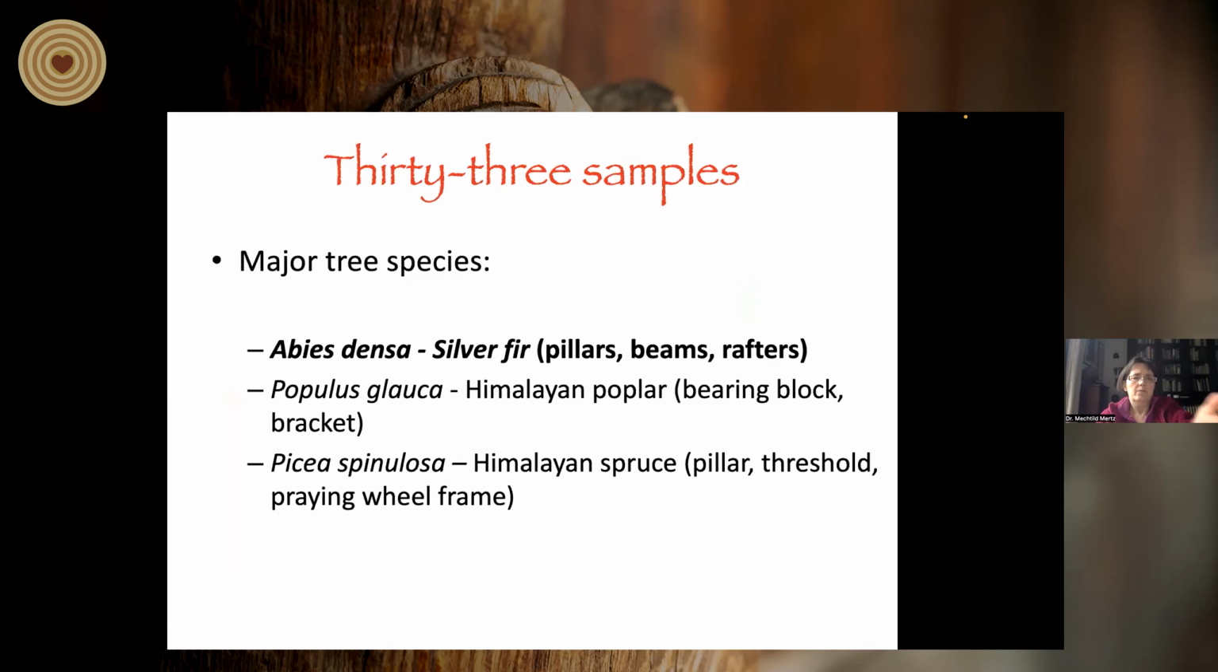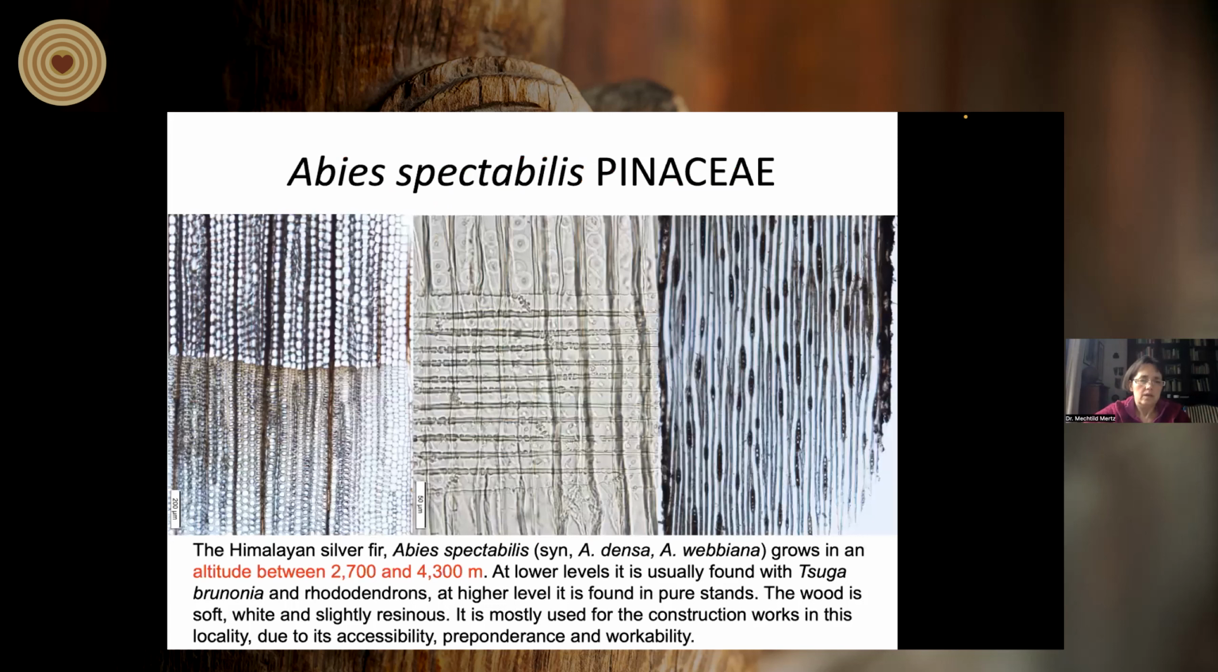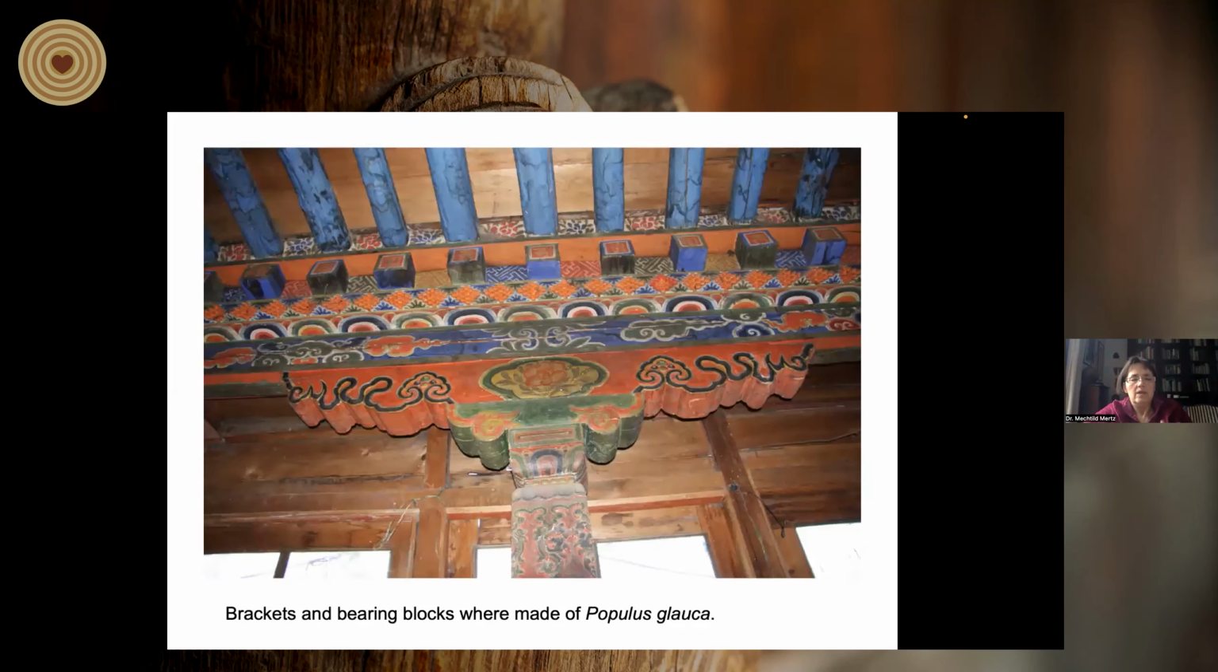And what we found out from the 33 samples, we found that silver fir was used, or Populus glauca and Picea. And here you have just an example of the fir. And here you have the example how it looks, the brackets and bearing blocks, which were made of poplar.